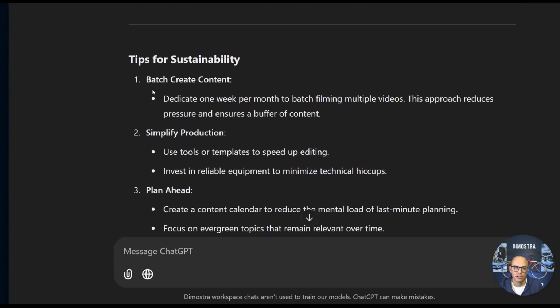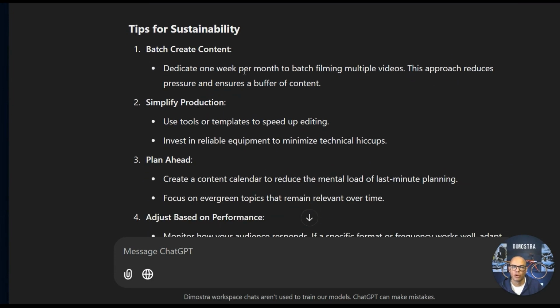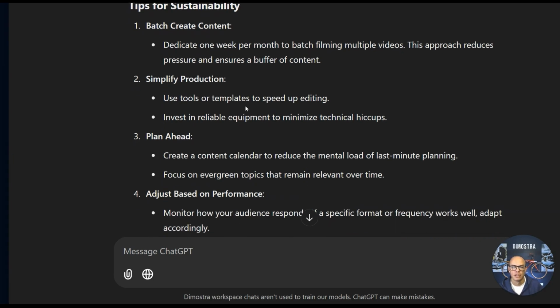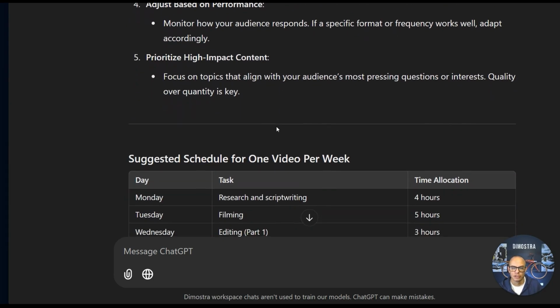Tips for sustainability. Batch create content. Dedicate one week per month to batch filming multiple videos. This approach reduces pressure and ensures a buffer of content. It's cool. These are all great ideas here.